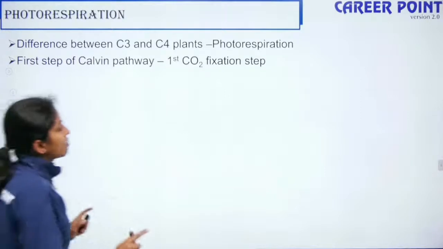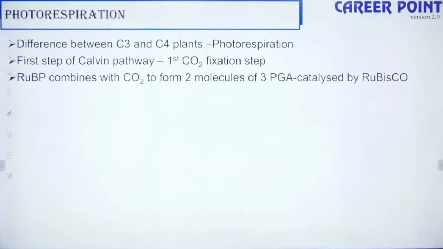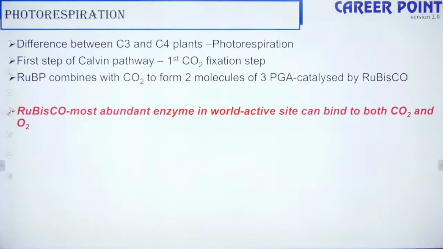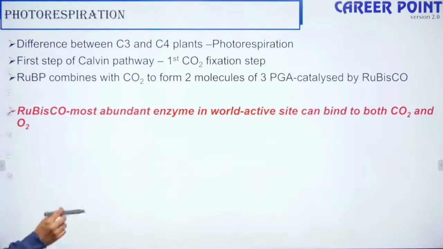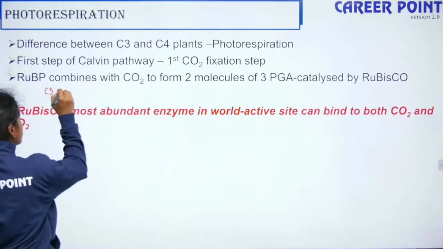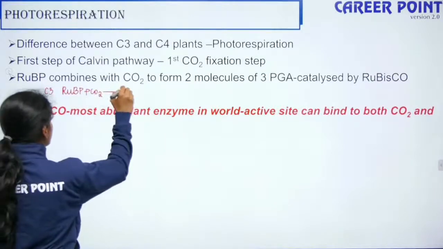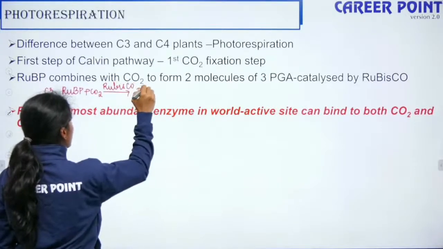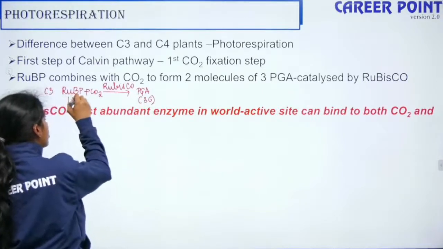In the first step of the Calvin cycle, the carbon dioxide fixation step happens, right? RUBP combines with carbon dioxide to form glyceraldehyde 3-phosphate. It is catalyzed by the Rubisco molecule. Rubisco is the most abundant enzyme in the world, but it has active sites for both carbon dioxide and oxygen. In the C3 cycle, the primary acceptor is RUBP, which accepts carbon dioxide in the presence of Rubisco and forms a 3-carbon compound, from a 5-carbon compound, right?